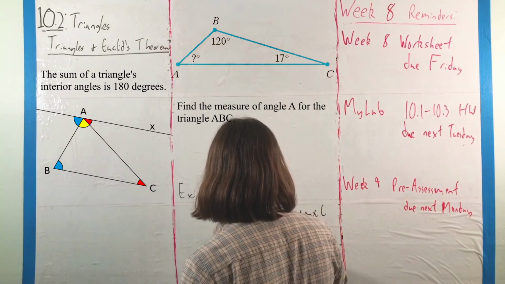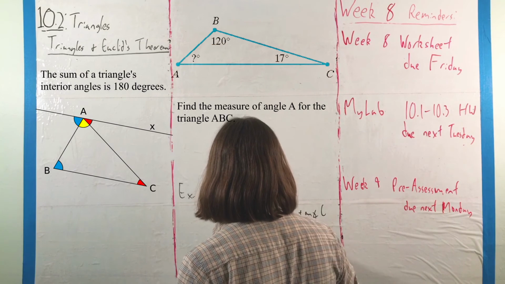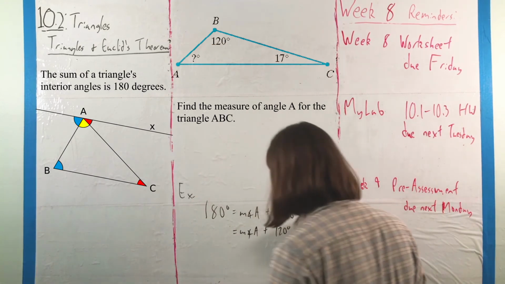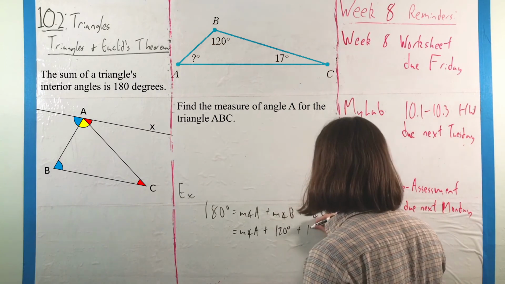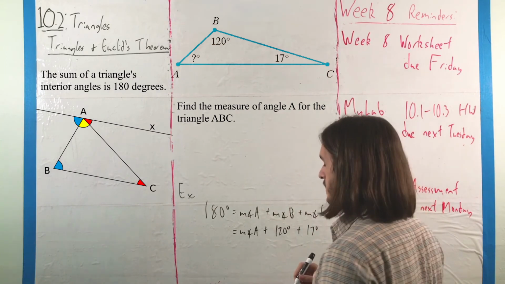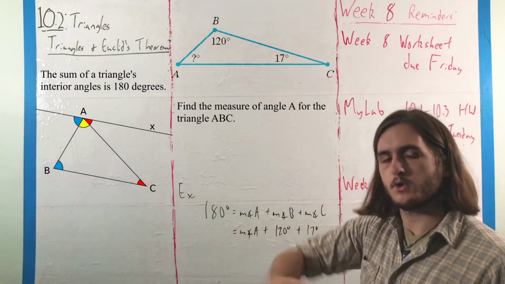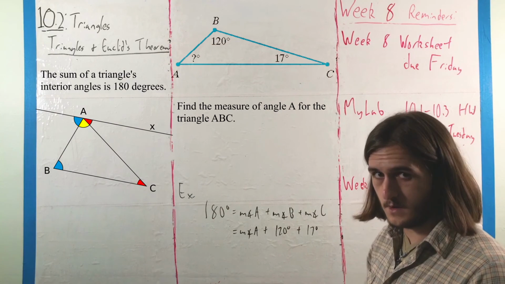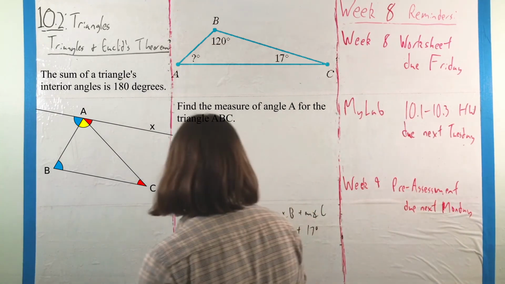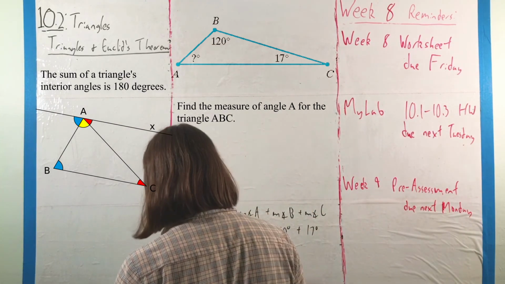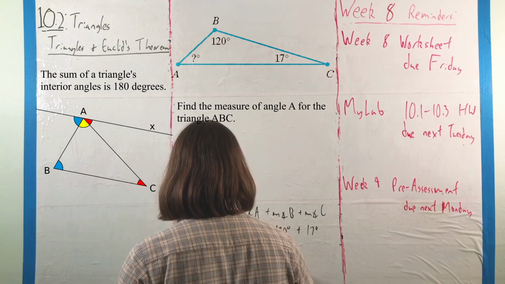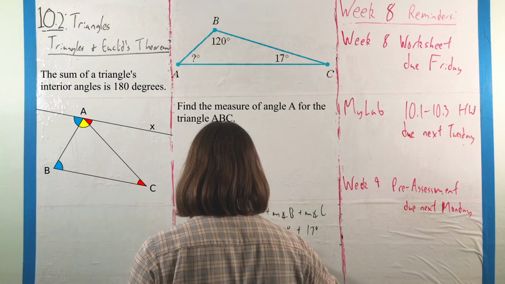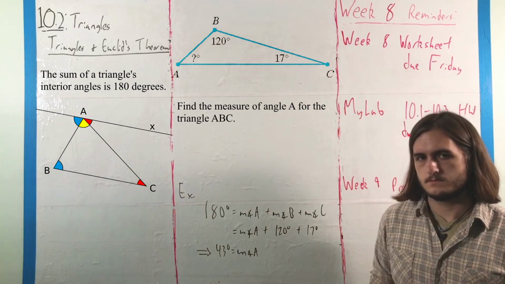We don't know A, but we do know that B is 120 degrees and C is 17 degrees. So, take both of these, push them over to the other side, subtract 120 and 17 from 180, and we will get that the measure of angle A is going to be 43 degrees. Like so.